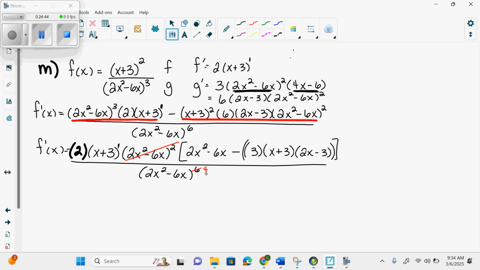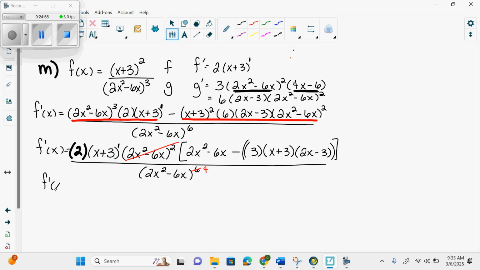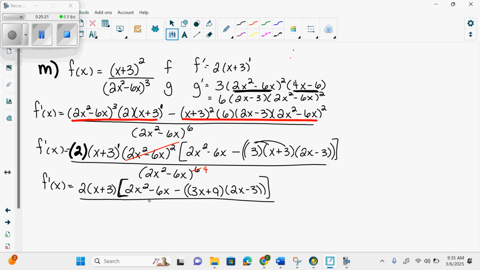We distribute that bracket, we collect like terms in that bracket. If we can do decomp, we do, or proc sum. If we can't, we can't. We're done. So we're going to get f prime of x equals 2x plus 3, 2x squared minus 6x minus, okay, I'm going to go 3x plus 9. And 2x minus 3, all over 2x squared minus 6x to the 4.